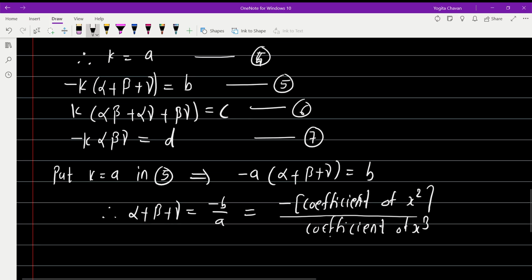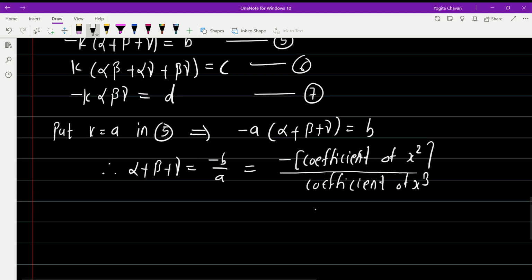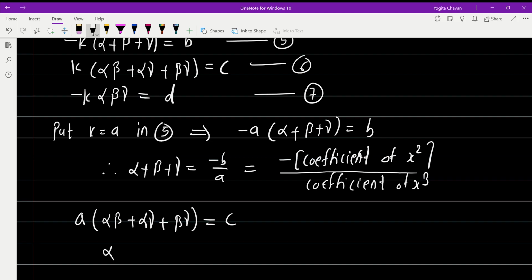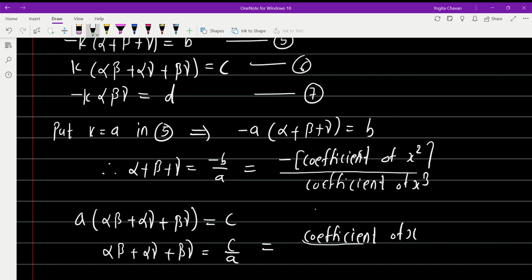Now next, put k equal to a in 6. So it is a into alpha beta plus alpha gamma plus beta gamma is equal to c. So alpha into beta plus alpha into gamma plus beta into gamma is equal to c upon a. And c is nothing but the coefficient of x divided by the coefficient of x cube.